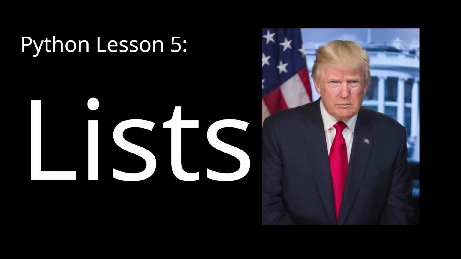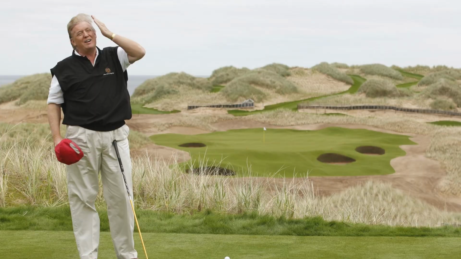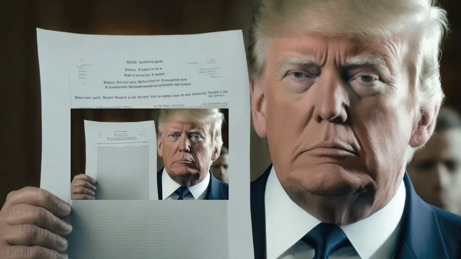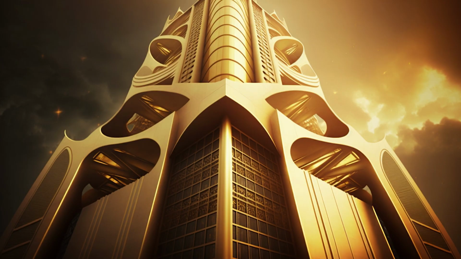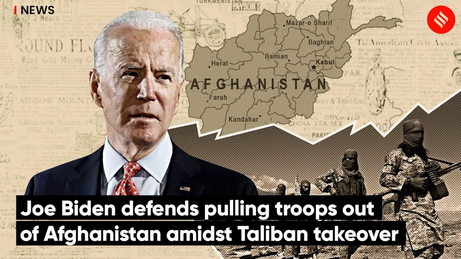For Lesson 5, we'll be doing lists. Lists store things in order, and order is crucial. It's like having the best golf courses lined up one after the other, just perfect. They can hold all kinds of things, even other lists. It's like having a luxurious tower with many floors, each one better than the last. You can add or remove things easily, making them very flexible.